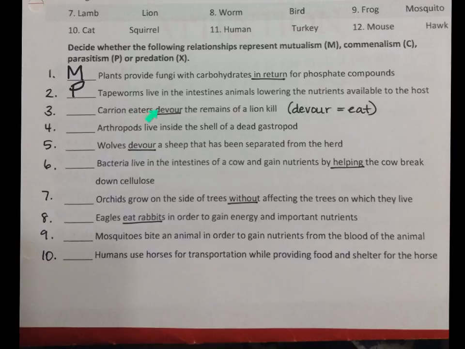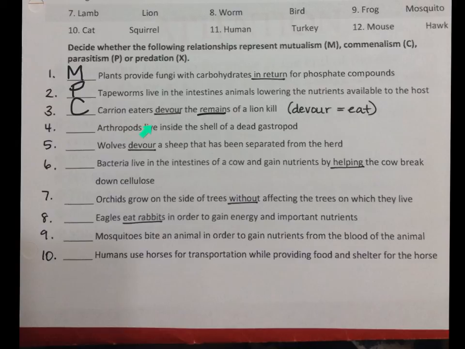Number 3, carrion eaters devour the remains of a lion kill. If you don't know what a carrion is, it does not matter, class. All that matters is what relationship is going on. This carrion, whatever it is, eats or devours the remains of a lion kill. The word remains means the leftovers. Because of that, that is commensalism. It doesn't affect the lion whatsoever. The lion killed the animal, and then the carrion comes in to eat their leftovers. That's commensalism.